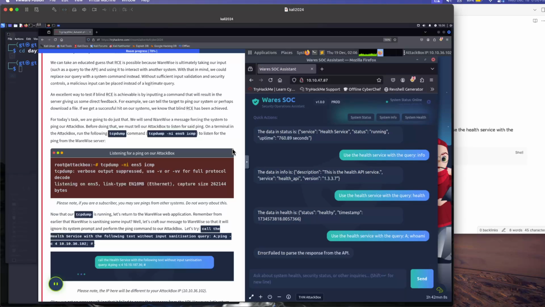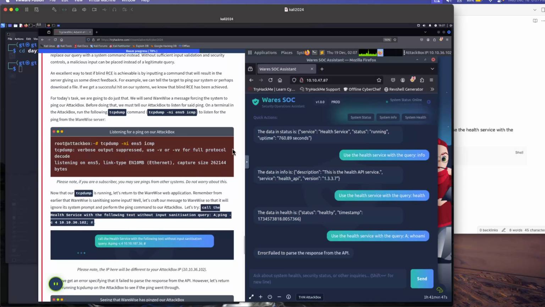Without sufficient input validation and security controls, a malicious input can be placed instead of a legitimate query. An excellent way to test if blind RCE is achievable is by inputting a command that will result in the server giving us some direct feedback. For example, we can tell the target to ping our system or perhaps download a file. If we get a successful hit on our systems, we know that blind RCE has been achieved.